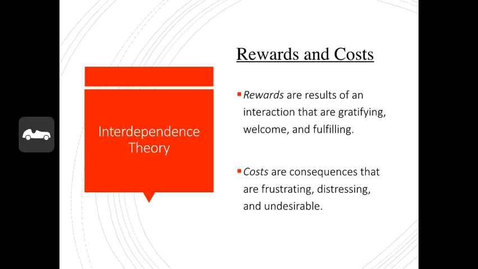Now think about how this might vary from relationship to relationship. Let's take that autonomy example. For one person, a partner that gives them a lot of space and a lot of independence would be extremely rewarding. But for another person, they would consider that a cost, right? So I might say, I like my freedom, I like my independence, I appreciate the autonomy. That's a real major reward that my partner allows me to continue to have that.